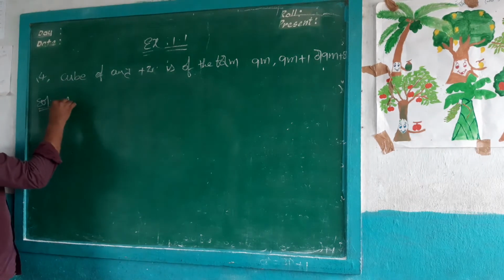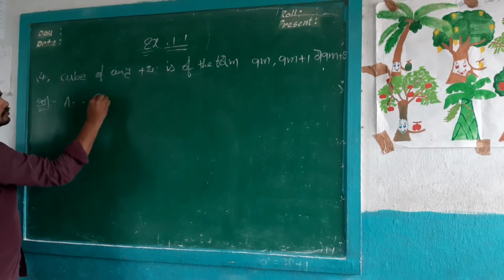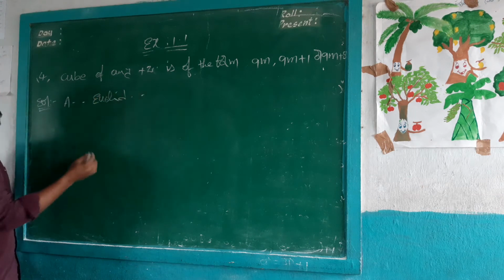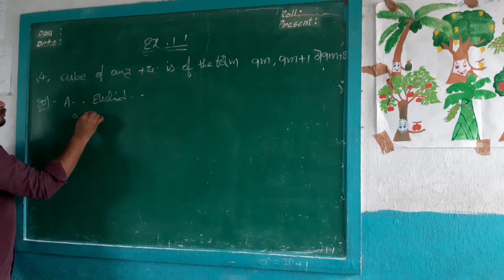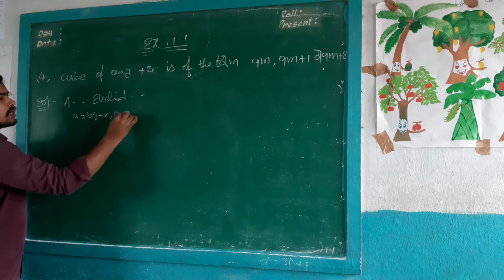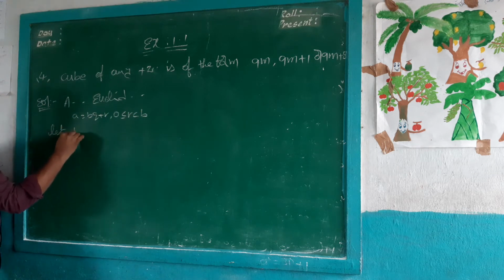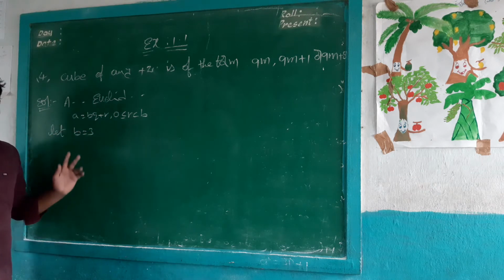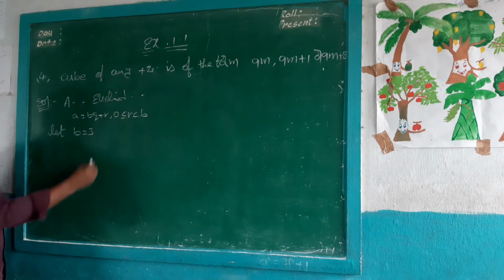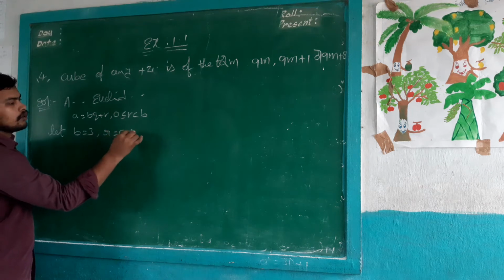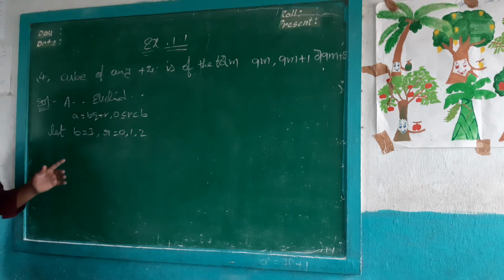So according to Euclid division lemma, A equal to BQ plus R, 0 less than or equal to R less than B. Let B equal to 3. What is the R value there? R is 0, 1, 2.